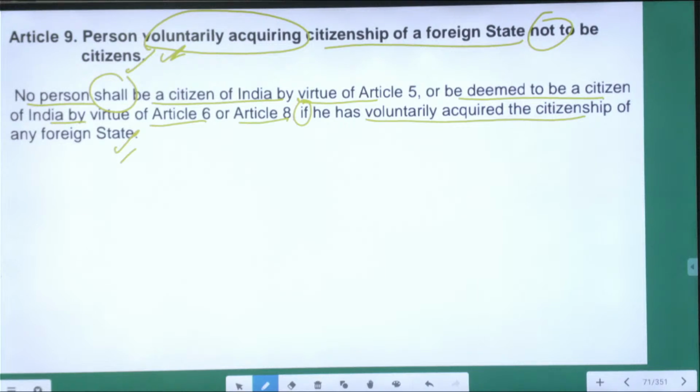Article 7 says what? If anyone migrated after 1st March 1948, he will not be a citizen of India. If he wants to come back now, then Article 6 will be applicable, he will have to come by registration. So Article 6 is mentioned in this.